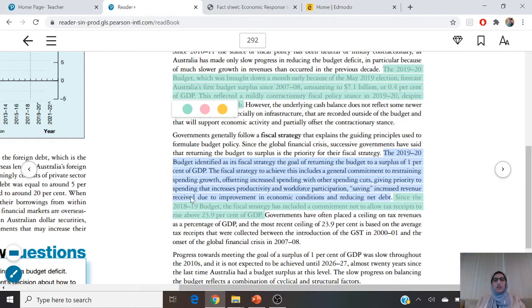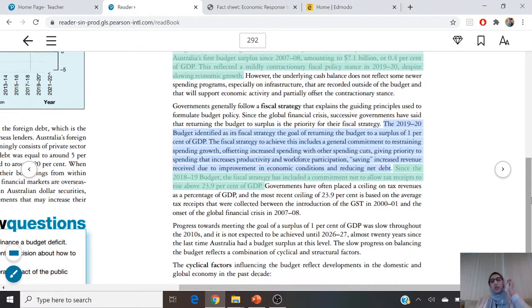So since the 2008-2019 budget, the fiscal strategy has included a commitment not to allow tax receipts to rise above 23.9% of GDP. That is actually really interesting, and I would like you guys to write that down as well. The governments have often placed a ceiling on tax revenue as a percentage of GDP, and the most recent ceiling as of last year or the year before is 23.9%, so please do write that down.